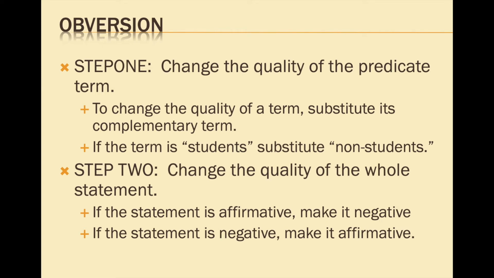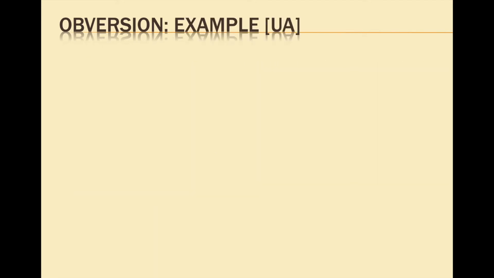So a universal affirmative would become a universal negative. A particular negative would become a particular affirmative. So you're changing only the quality of the whole statement after you have substituted the predicate term by replacing it with its complementary term. So step 1, change the quality of the predicate term, and step 2, change the quality of the whole statement. So here's an example of obversion.